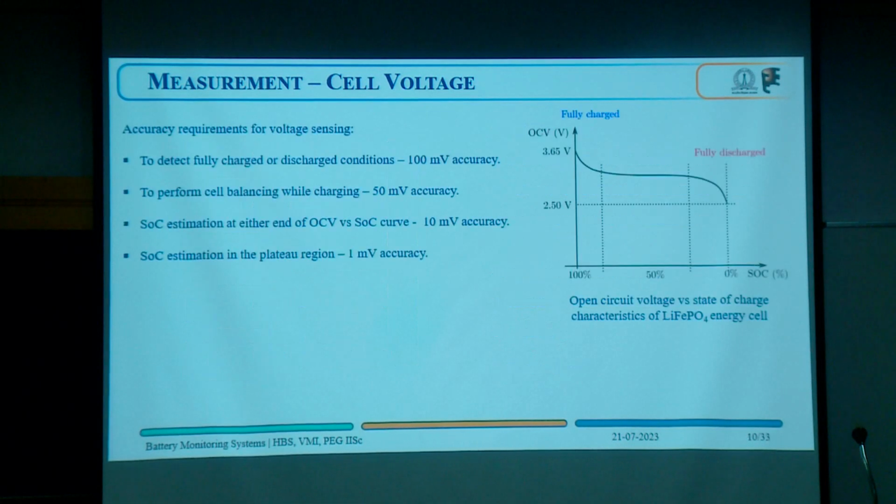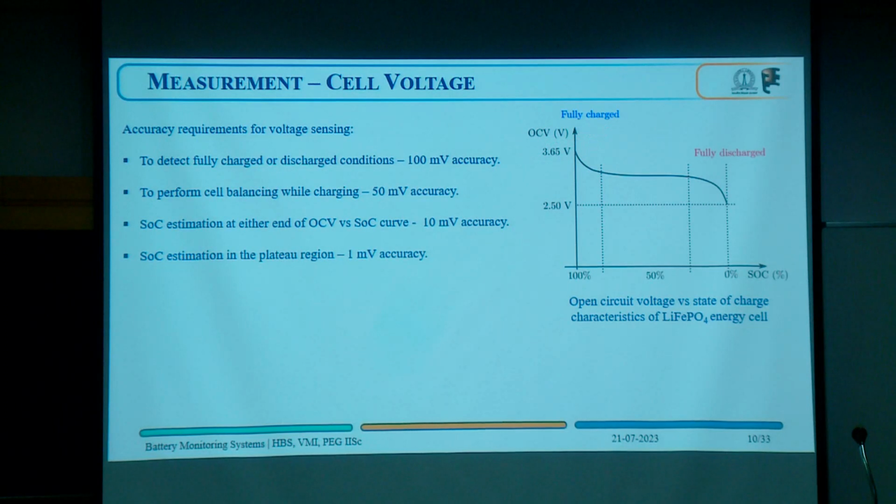So now coming to the accuracy. This is a plot of the open circuit voltage of a lithium iron phosphate cell with its SOC. Open circuit voltage means when there is no current. Because there is battery internal resistance, when we pump in any current or take out any current, the terminal voltage can vary. That is different from the open circuit voltage. So battery SOC has a relationship with the OCV, and this is highly non-linear.